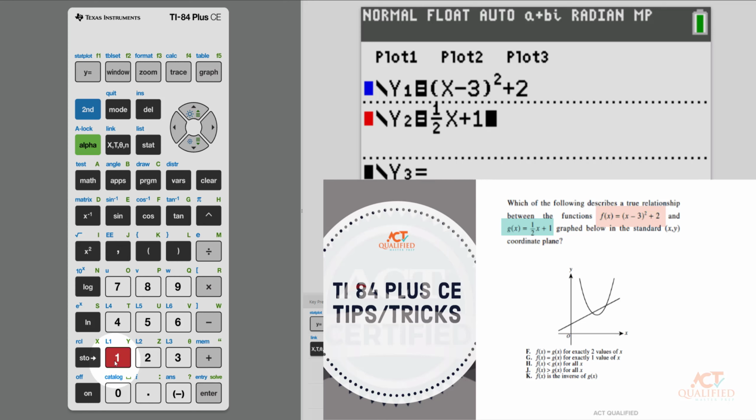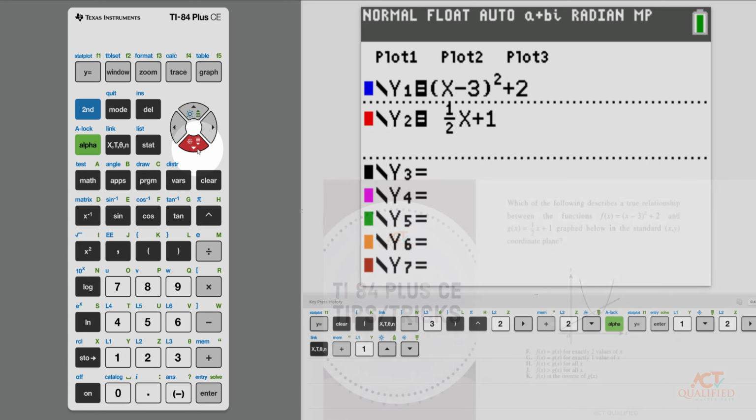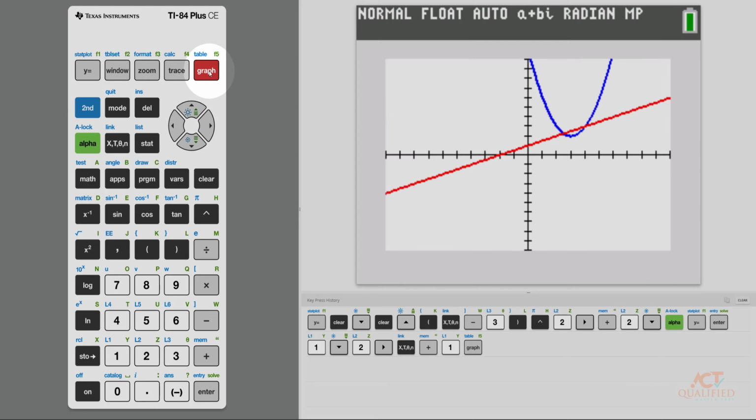Before graphing, notice that Y1, f of x, is blue and Y2, g of x, is red. Now press Graph to graph both functions. Notice how Y1, the parabola, intersects Y2, the linear line, at 2 points. Next, we will look at the table entries, which list the x, y coordinates of both functions.